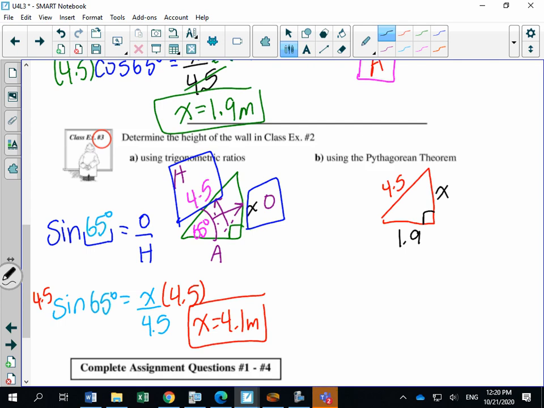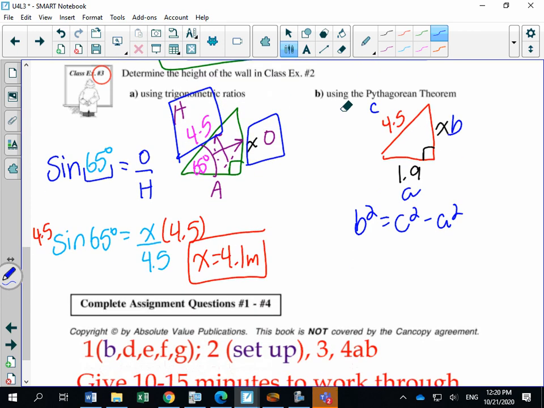Okay, so this formula would be, let's say that was A, that was B, this is C. So B squared is equal to, it's always the hypotenuse minus the other side. B squared is equal to 4.5 squared minus 1.9 squared.